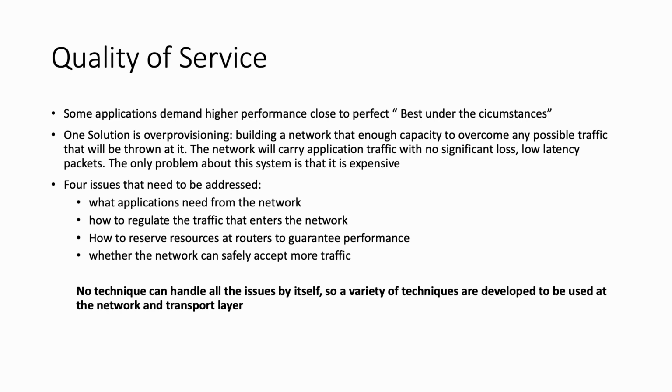When we're looking at quality of service, four issues that need to be addressed are what applications need from the network, how to regulate the traffic that enters the network, how to reserve resources at routers to guarantee performance, and whether the network can safely accept more traffic. No technique can handle all of the issues by itself, so a variety of techniques have been developed to be used at the network and transport layer.